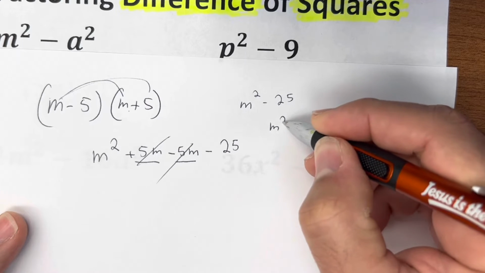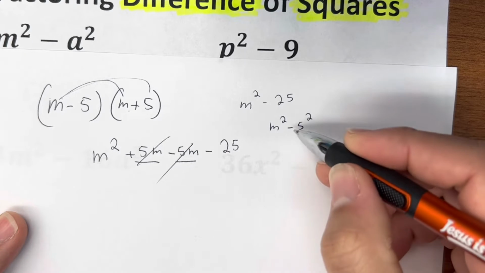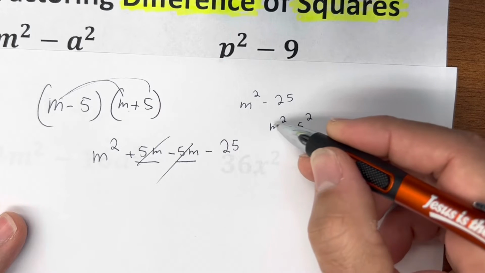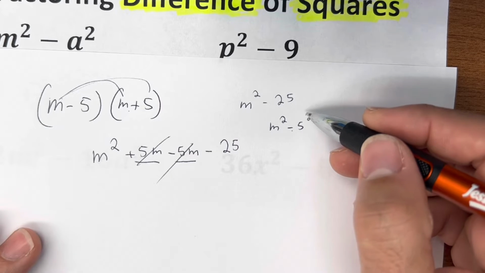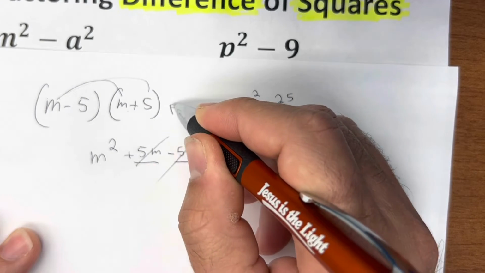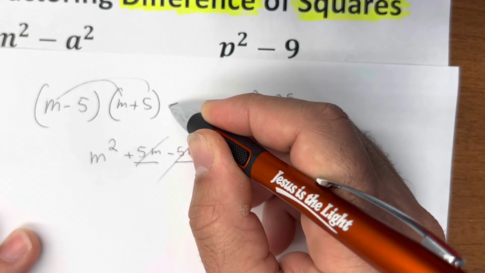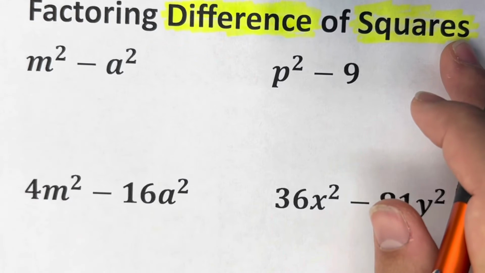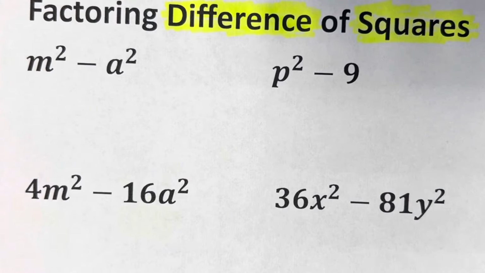Now, if you look at this, what is this? This is m squared minus 5 squared. So it's a difference, and both are squares. Okay, so what we're going to do now is go from here back to the factored form. Okay, let's go to the exercises.